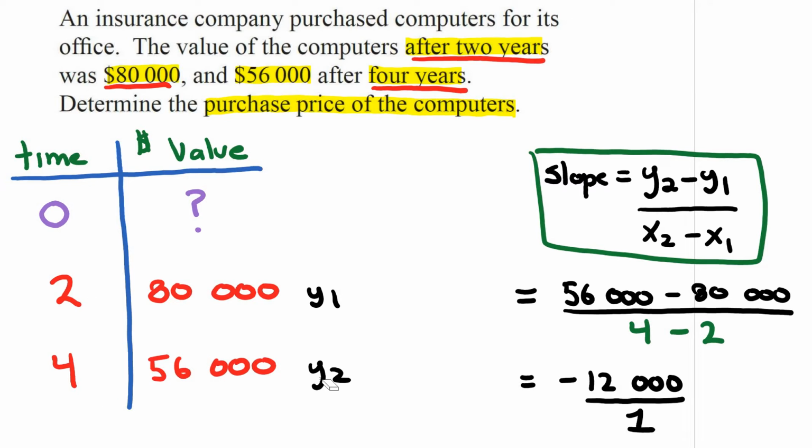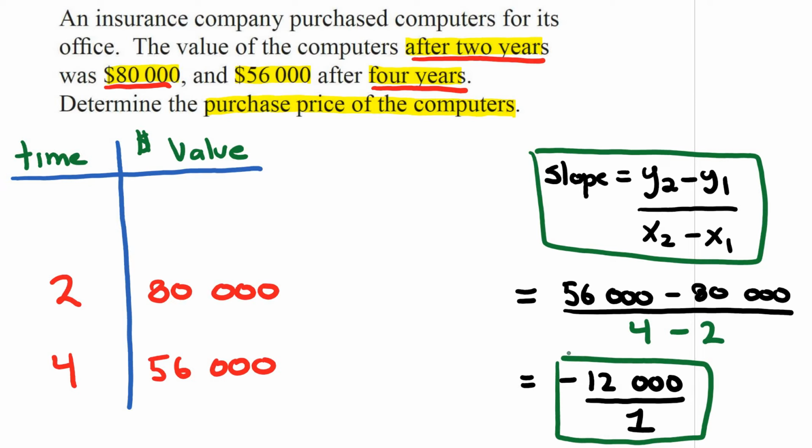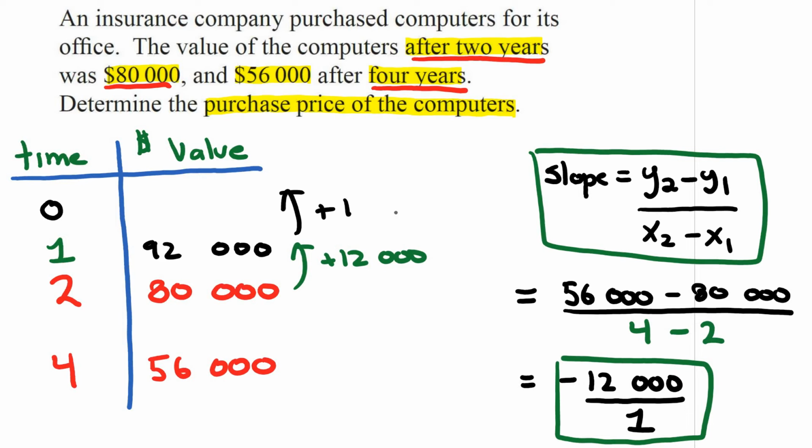Knowing that, let me box this for now. This means every year the computers are losing $12,000 in value. Looking at year number 1, we add $12,000 to the price because we're going backwards. If I do that, we get $92,000. For the beginning, we would add another $12,000 to the price from year 1, and that would mean the computers are worth $104,000 when you initially buy them.